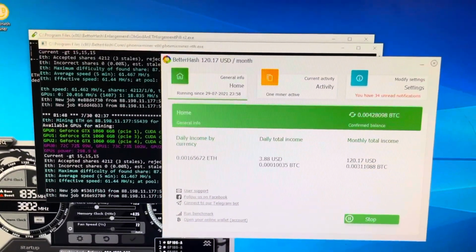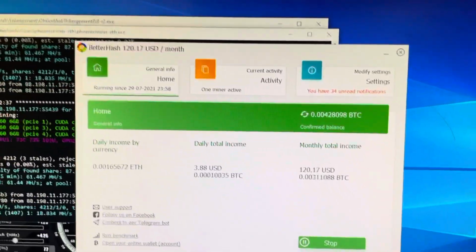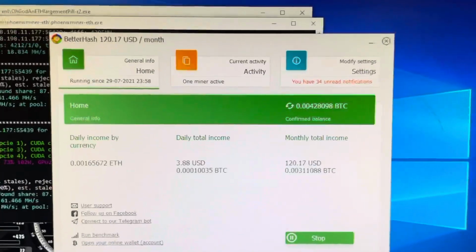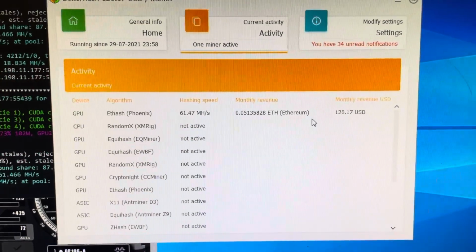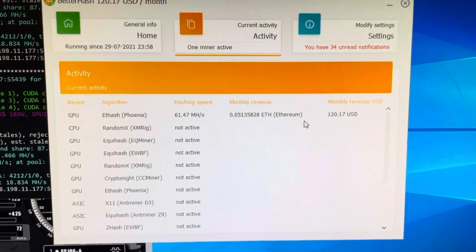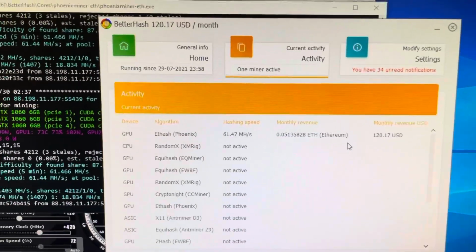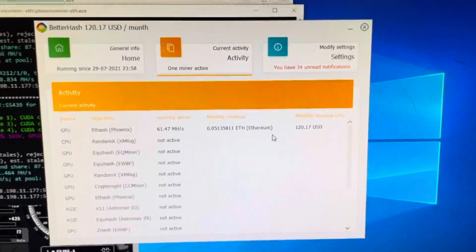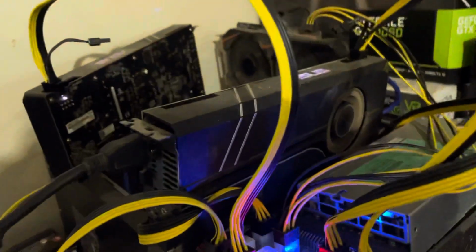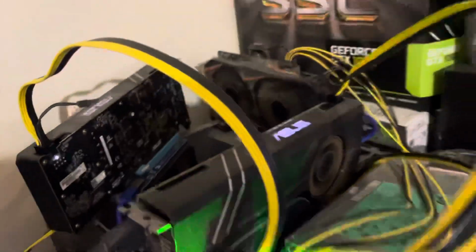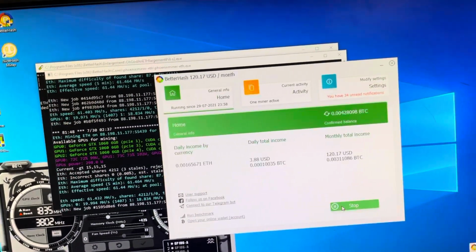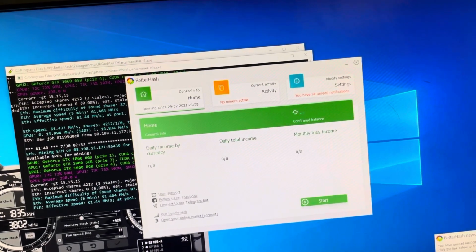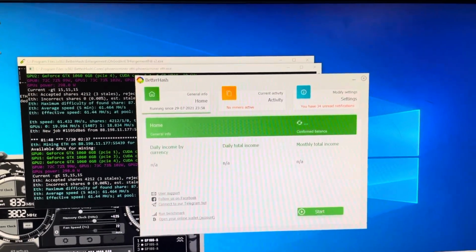Here we have our 3 GTX 1060 rig. Currently I have every card mining Ethereum, I believe, yep. 0.05 Ethereum monthly payout, which isn't very much, but it's something, especially since Ethereum mining is going away. Here's the 3 cards. I'm gonna set them to mine on Nicehash real quick. So as you can see, it's making 120. Set them up on Nicehash so you guys can see next.